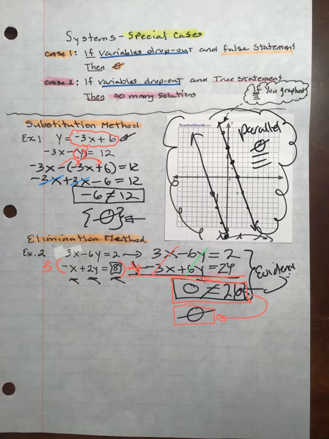So that was case 1, right? Let's go to case 2. If the variable drops out and you get a true statement, that means infinitely many answers. So let's look at that situation.